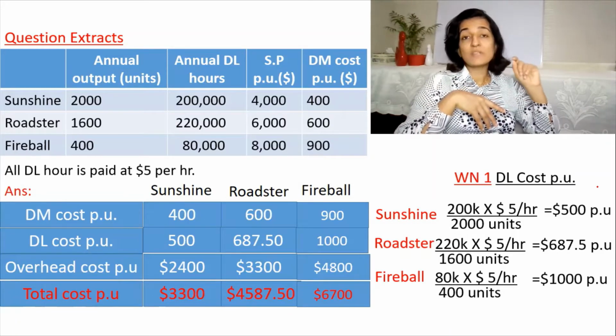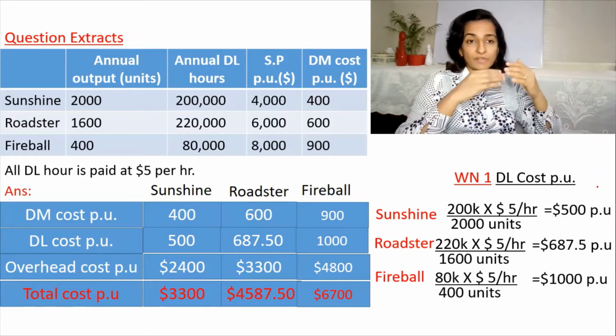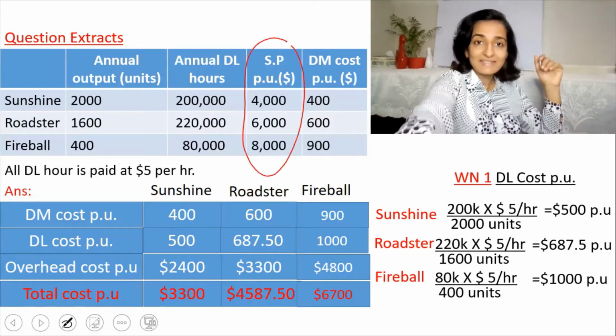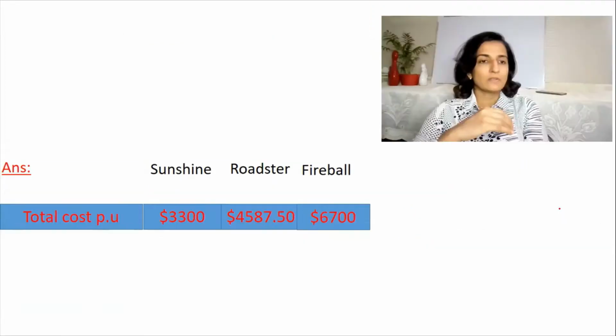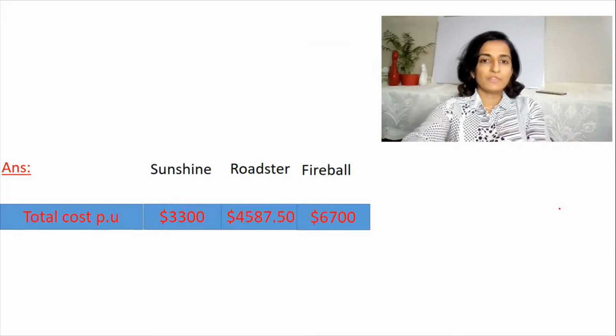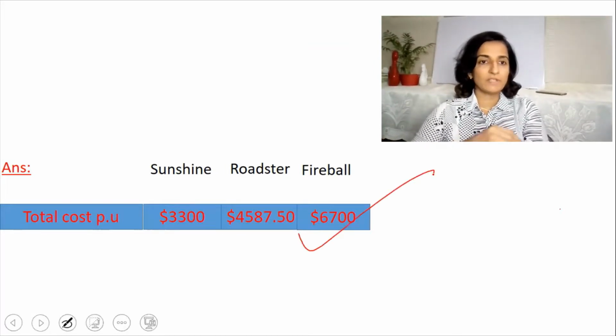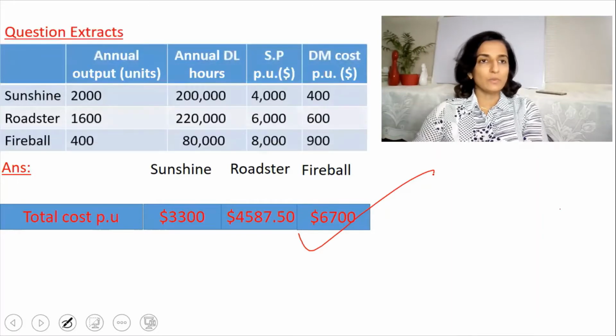What they had asked was to arrive at the total profit. And what is profit? Profit is selling price minus total cost. So in order to arrive at the profit, I have just copied the cost per unit that we just found out. Now let me just copy the question extracts too.